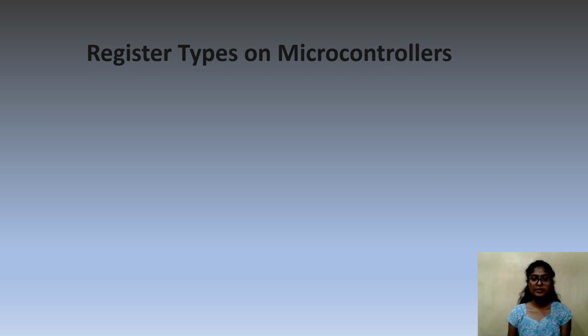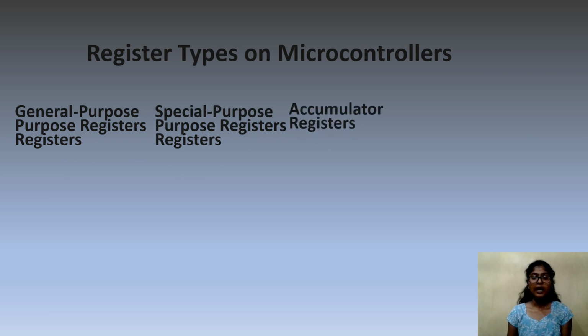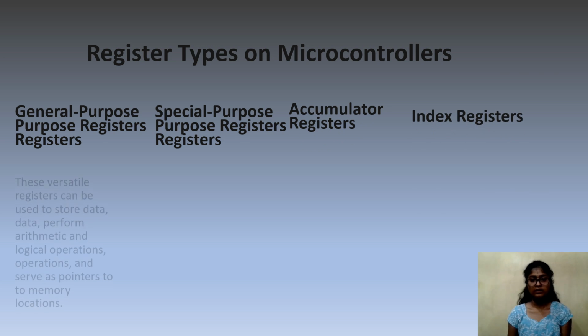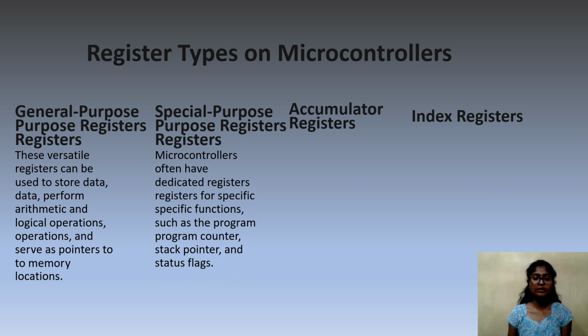Moving on to the register types on microcontrollers, there are mainly four types: general purpose register, special purpose register, accumulator register and index register. What is a general purpose register? These versatile registers can be used to store data, perform arithmetic and logical operations, and serve as pointers to memory. Coming to the special purpose registers, microcontrollers often have dedicated registers for special functions such as the program counter, stack pointer, and status flags.